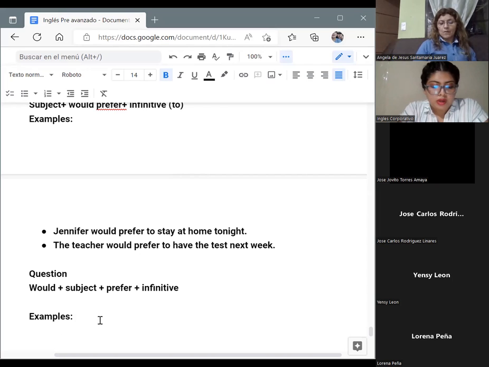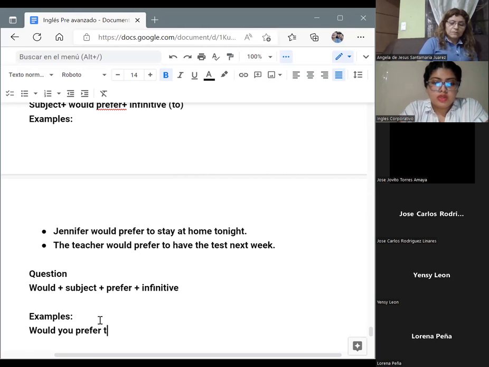Would you prefer to go out for dinner tonight? Would you prefer to go out for dinner tonight? And the second one, would they prefer to stay in New York for the week?